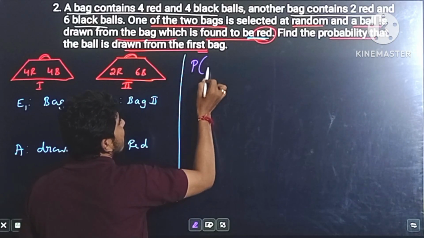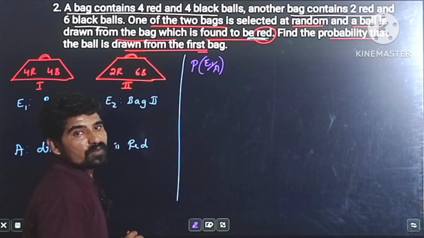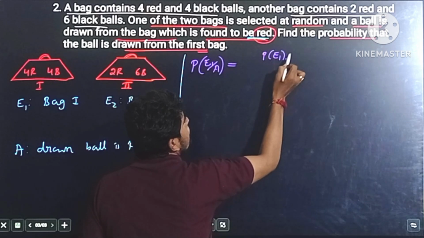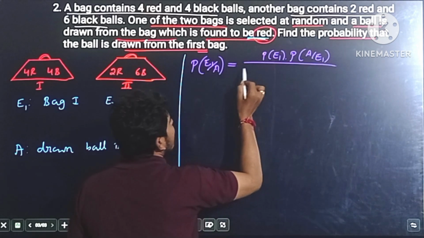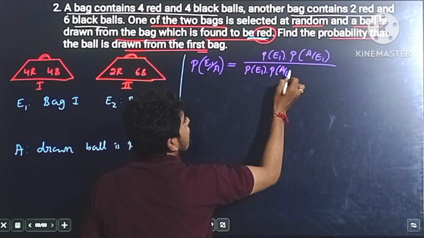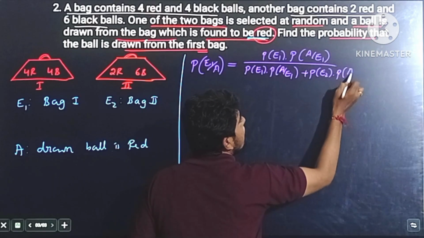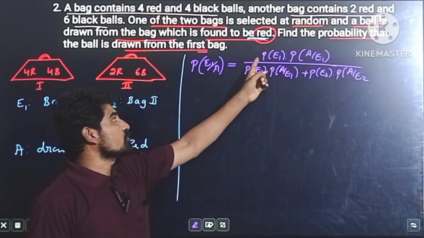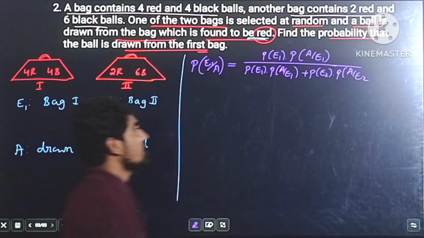We need to calculate the probability that this red ball is from the first bag. Therefore, the required probability is probability of E1 given A. Its formula is probability of E1 into probability of A by E1, divided by the total probability of the event A, which is probability of E1 into probability of A by E1 plus probability of E2 into probability of A by E2. Now just substitute these values in the respective places.